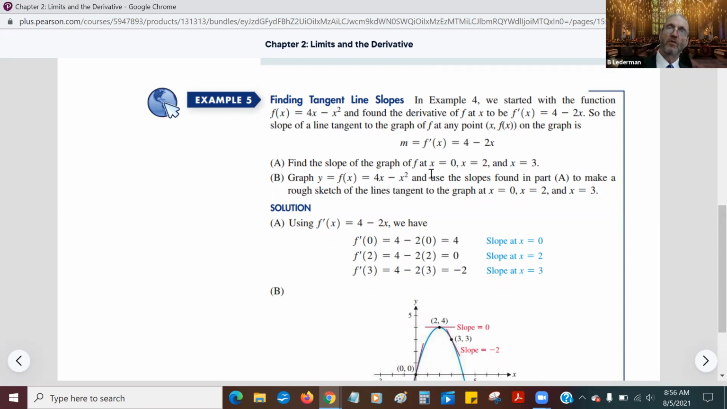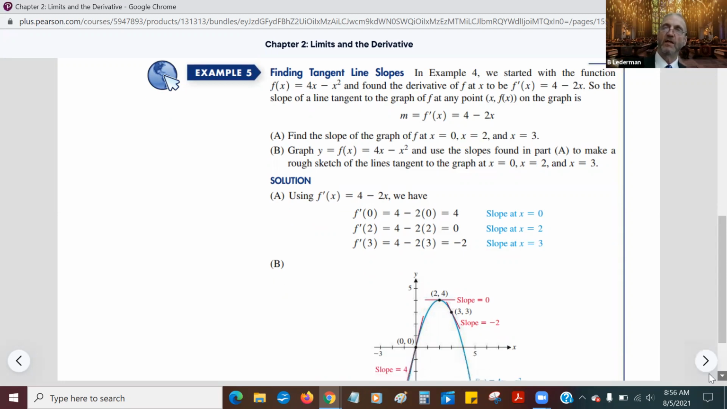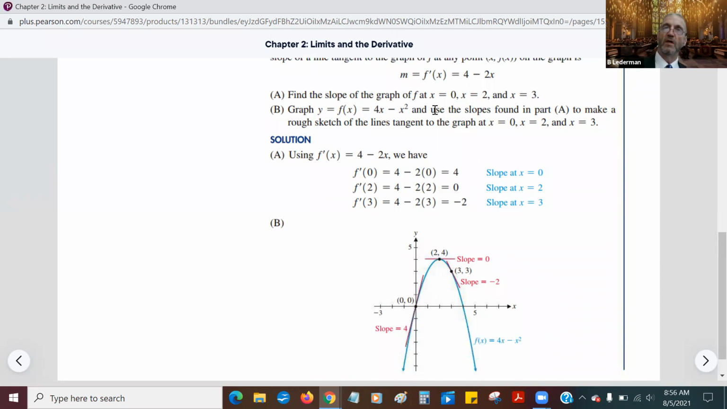Now we want to find the slope of the graph at x equals 0, and also when x equals 2, and also when x equals 3. And then we want to graph them using the different results. Well, I just take these three values, 0, 2, and 3, and plug them into my f prime. So when x equals 0, the slope is going to be 4. When x equals 2, the slope is going to wind up being 0 because it's 4 minus 4. And when x equals 3, the slope is going to wind up being negative 2.